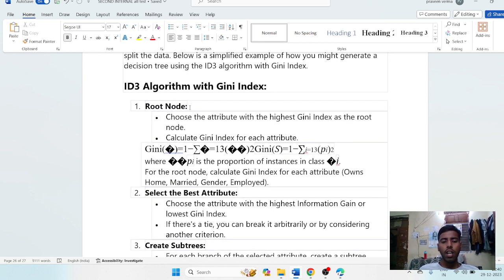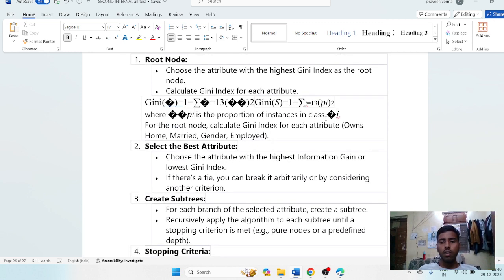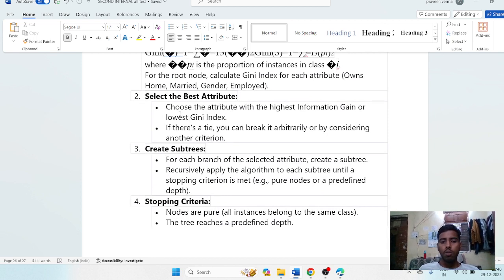This is the root node. I have added the root node. Choose the attribute with the highest Gini index as the root node. Calculate the Gini index for each attribute. I have calculated the Gini index of each attribute: owns home, married, gender, employed. Select the best attribute: choose the attribute with the highest information gain or the lowest Gini index. If there's a tie, you can break it arbitrarily or by considering another criterion.